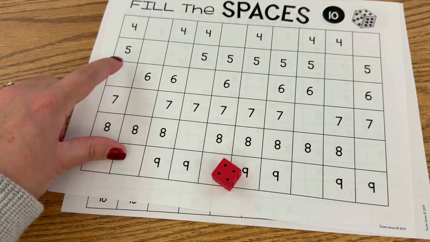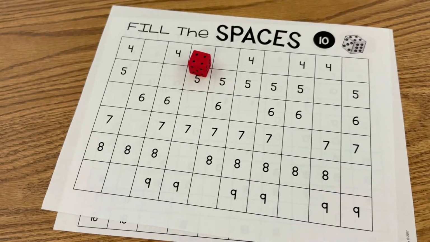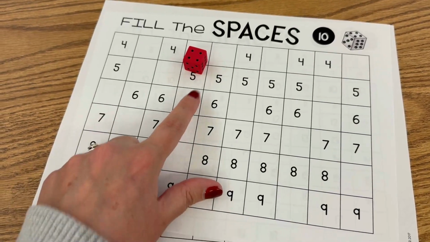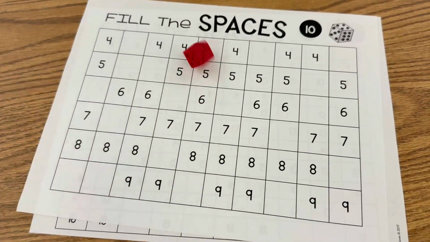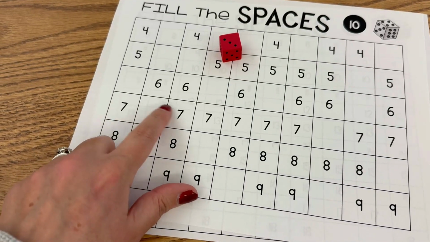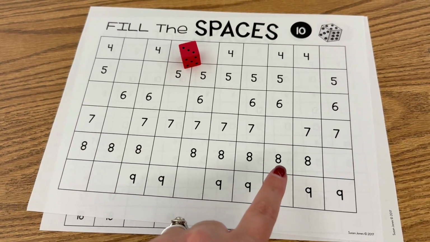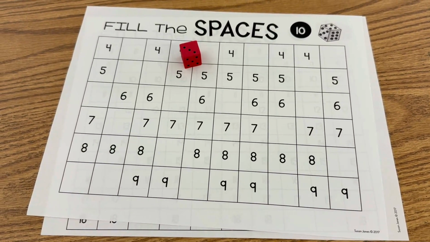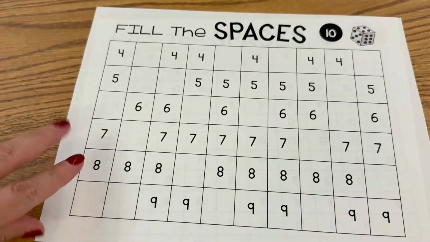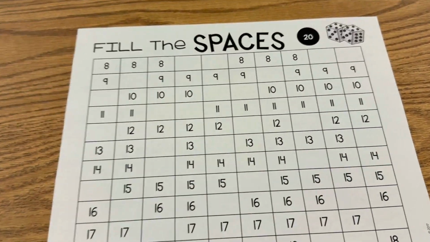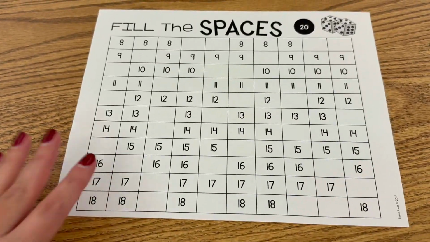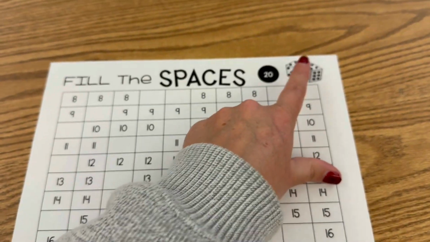They would fill in a 6 here. Next person goes. 10 minus 4. 10 minus 4 is still 6. Fill in a 6. 10 minus 3, 7. Fill in a 7. And they work back and forth and they try to fill in all the spaces on this page, which means, since they already know how to play that, because we did it before, same thing, but with 20 and with 2 dice.